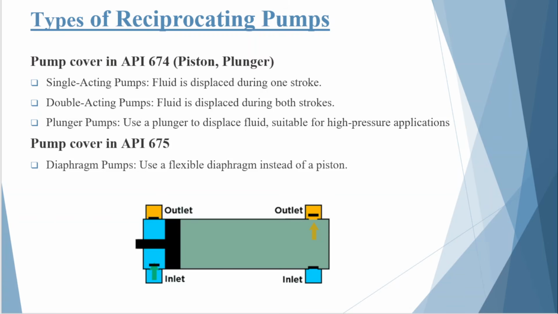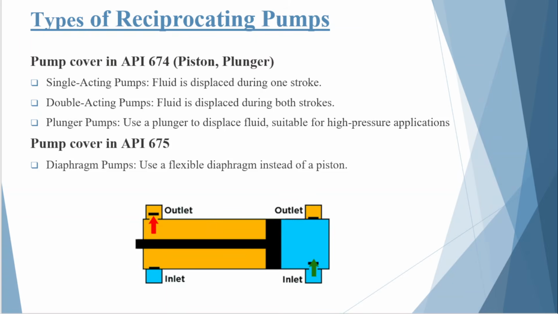Now let's look at the different types of reciprocating pumps commonly used in industry. The first type is the single-acting pump. In this design, pumping occurs only during one side of the piston movement. For example, liquid may be discharged only during the forward stroke, while the return stroke simply fills the cylinder again. This design is mechanically simple but produces highly pulsating flow.